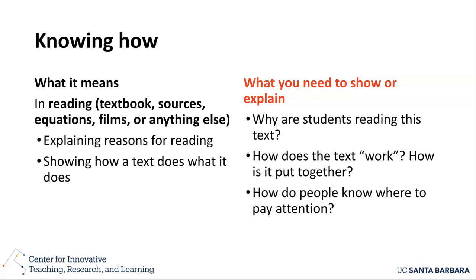So you can see in the column that says what you need to show or explain, I've said you need to really show students how does the text work? How is it put together? So is there a title that's important? Is there an abstract they should pay attention to? Are there subject headings that make a big difference? You want to really tell students this so they know where to put their attention. Because not all pieces of a text are equally important. You want to show people this is where you need to pay attention now.